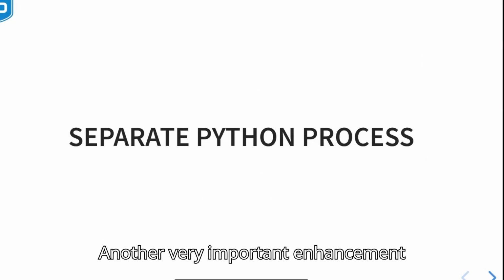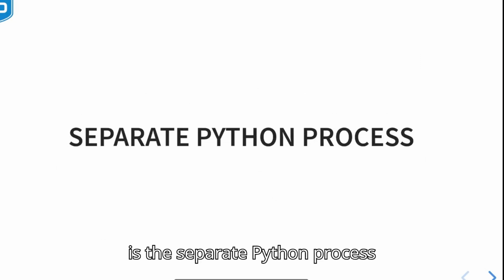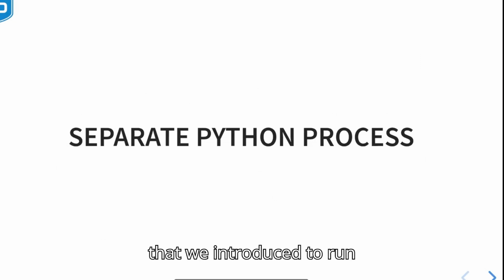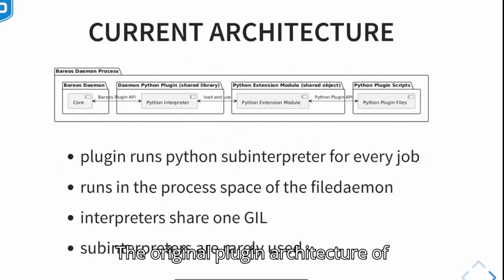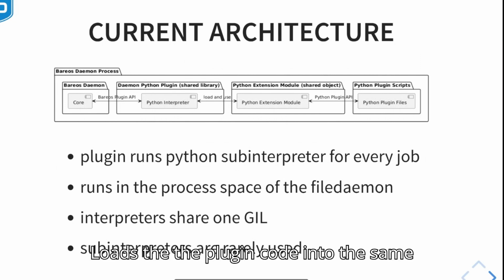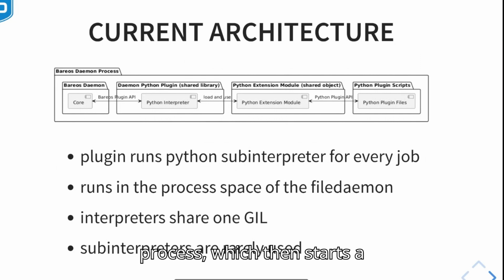Another very important enhancement is the separate Python process that we introduced to run file daemon plugins. So what is this all about? The original plugin architecture of Bareos to use Python plugins was like this. So the file daemon loads the plugin code into the same process, which then starts a Python interpreter to execute the plugin code. For every job, a Python subinterpreter is started, and everything runs in the process space of the file daemon.